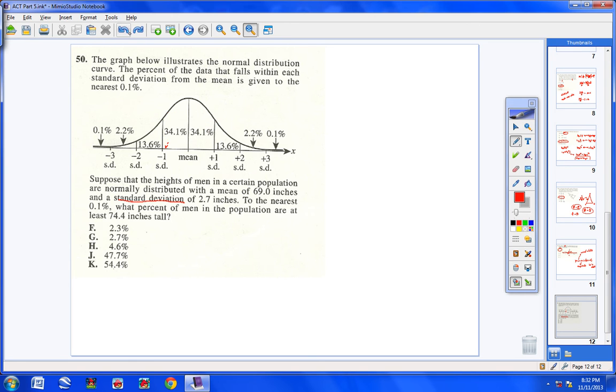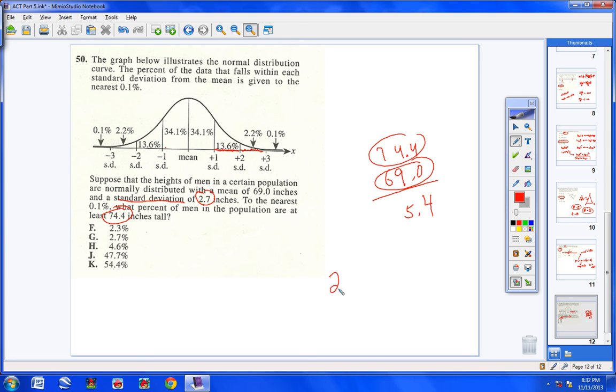That's 34.1% of the people. And then it starts to deviate a little bit, and when it hits here, one full standard deviation is 2.7 inches. Then another full standard deviation is another 2.7 inches. Well, hold it. What's the average? 69 inches. It says what percent of the men are at least 74.4 inches tall? Well, 74.4, if you subtract, you're going to get exactly 5.4. So the difference between the average and the person you're comparing the average to, 74.4, is 5.4.